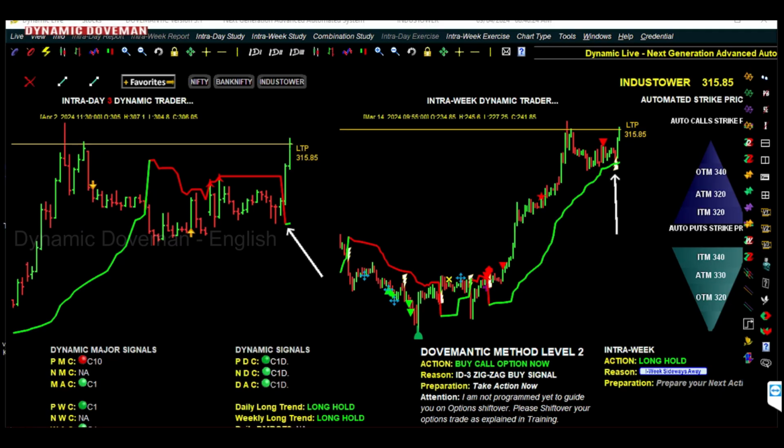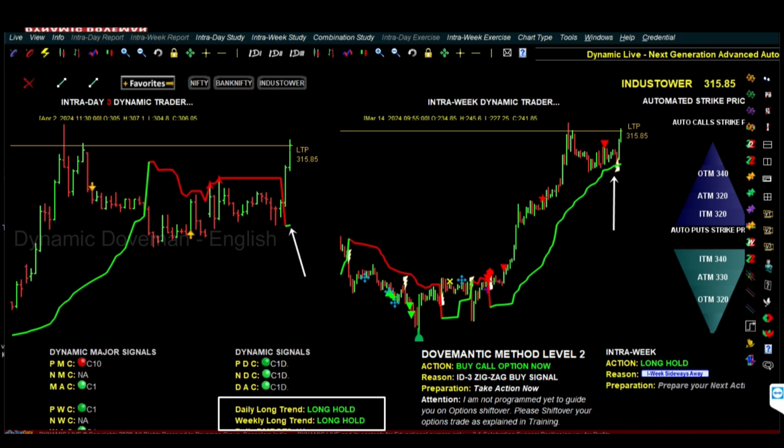Alright, so the 320 strike price at 11 o'clock, if you wanted to do the trade, the premium was available at 10 rupees 40 paise. So at this premium you could have bought this call option. Once you bought this call option at 10 rupees 40 paise, now you're going to wait. How long are you going to wait? Well, Dynamic Live keeps telling you hold your call option, isn't it? Hold your long position. So as we held on to it, the price started increasing.